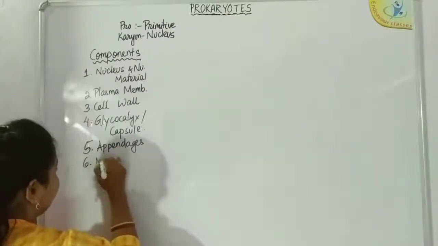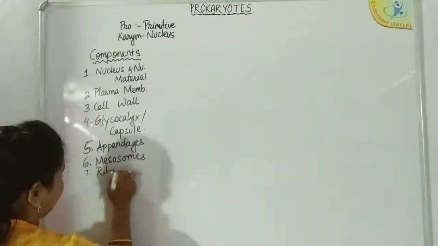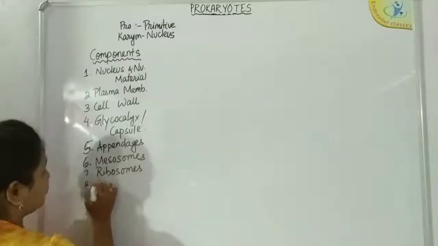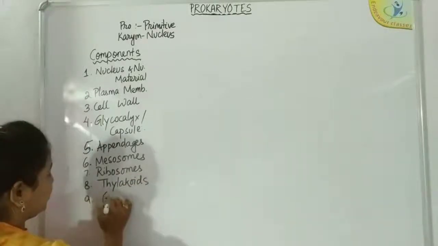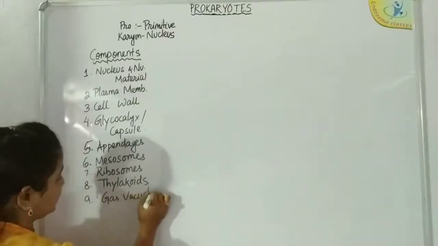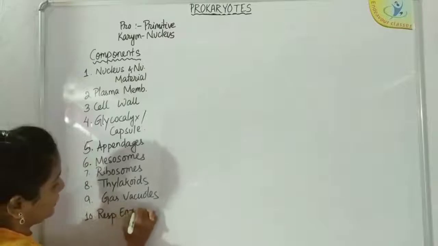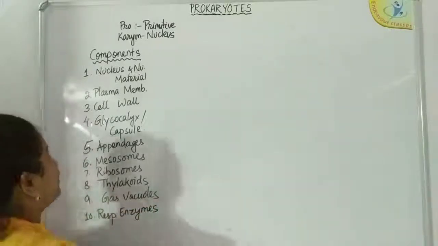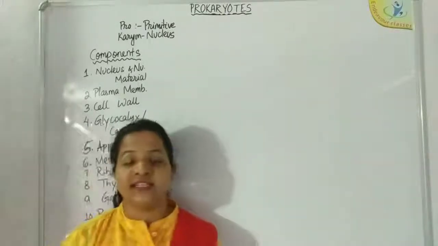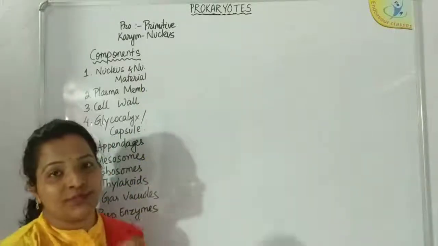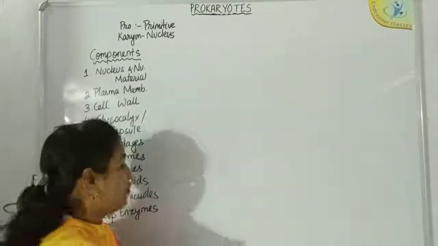Next to appendages there are mesosomes, ribosomes, then photosynthetic thylakoids, then gas vacuoles and respiratory enzymes. So these components make a prokaryotic cell, but it is not always necessary that all components should be present in a definite prokaryotic cell. So let us draw a diagram.